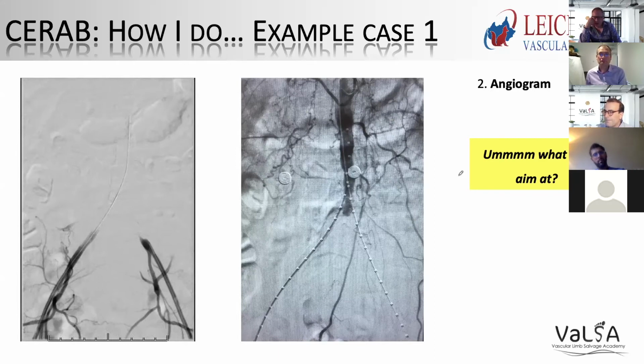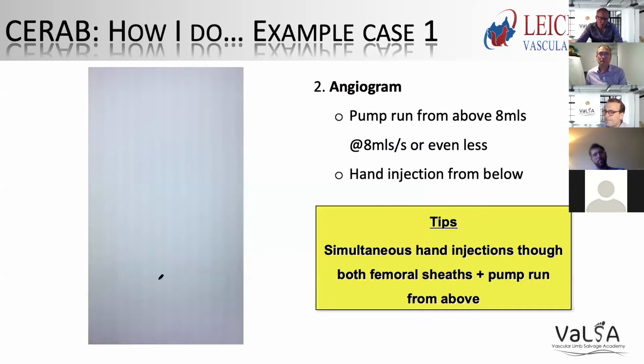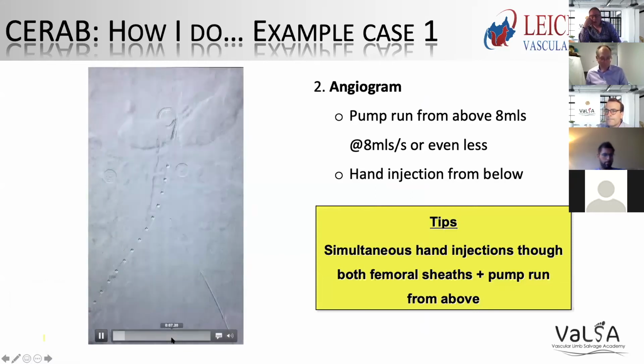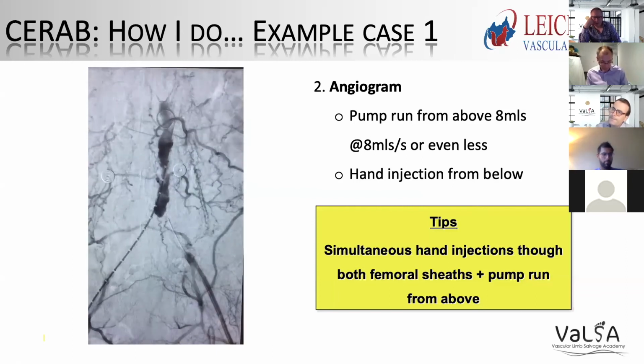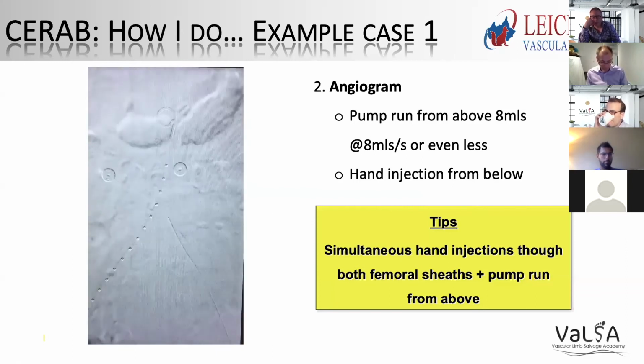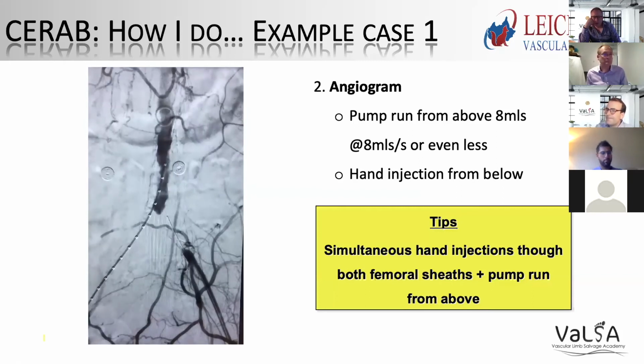So once again, you haven't got a full roadmap for yourself to use. So what you want to be doing is you want to be able to do a run, typically a pump run from your aorta, as well as firing from your sheaths down in the groins. And there's a couple of ways of doing this, and it depends on what you're comfortable doing.